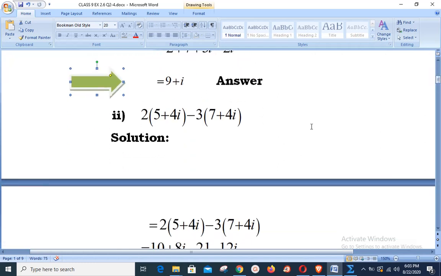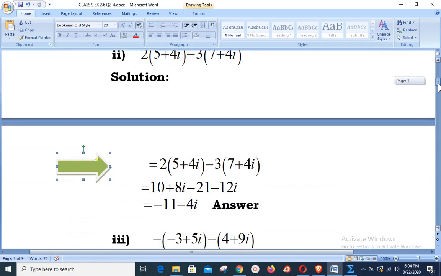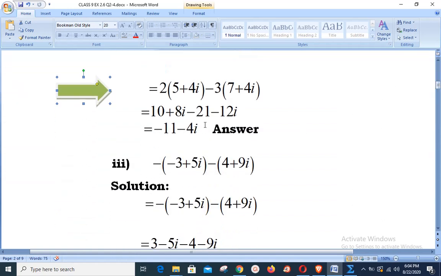We next select part number 2. The question is 2 into 5 plus 4 iota minus 3 into 7 plus 4 iota. Solution: the first step will be the same as that of the question. In the next step, 2 into 5 plus 4 iota means 2 will be multiplied with the real part as well as with the imaginary part.